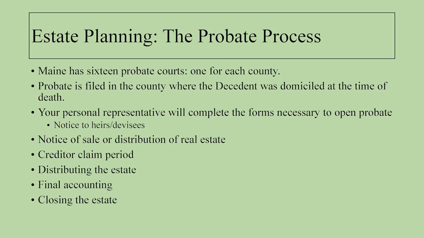So let's talk briefly about the probate process in general. And I do think this is important. So Maine has 16 probate courts, one for each county, and probate is opened in a county where the person who passed away was domiciled before they died. And the way the process works is your personal representative will complete the forms necessary to open probate. The forms are available online, and helpfully the Maine probate courts all have electronic filing. So a lot of this is done easily online.